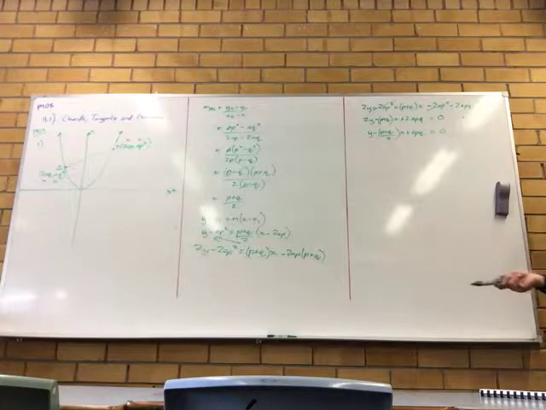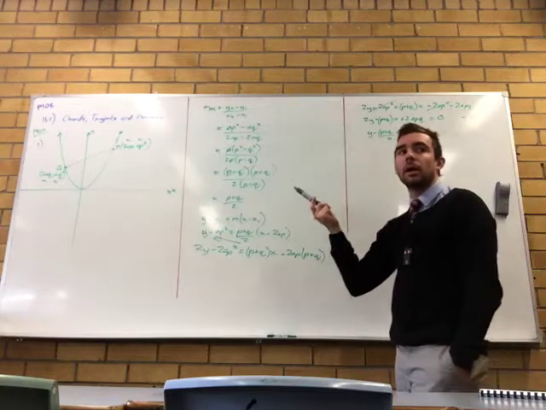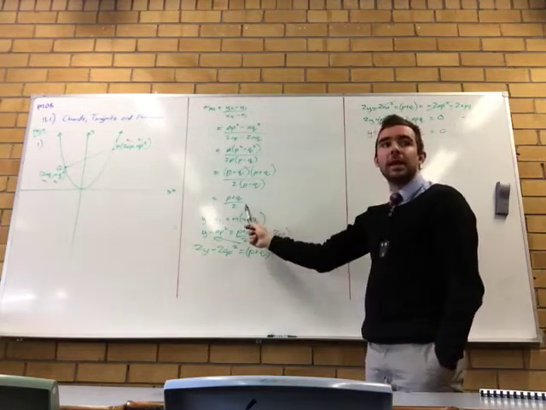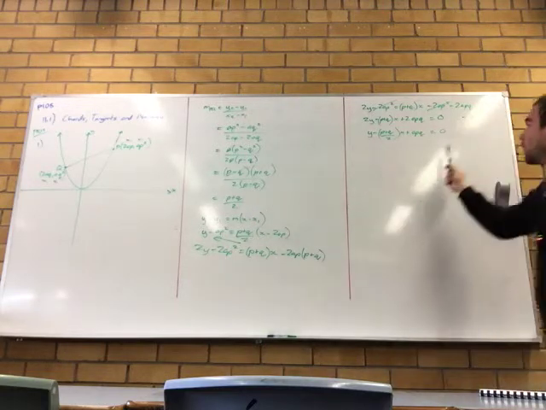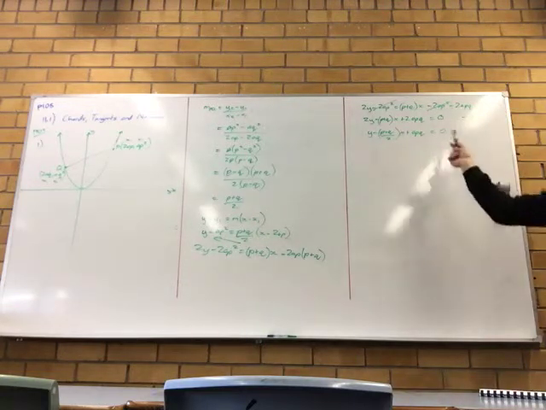So the chord PQ on your parabola x squared equals 4ay has the gradient of the average of the parameters, and the equation of the chord is that.